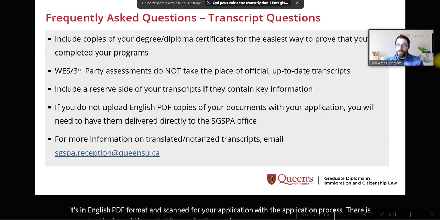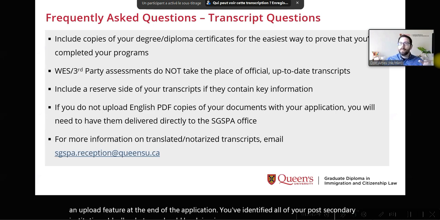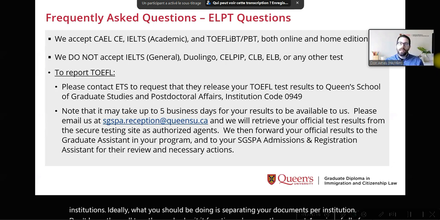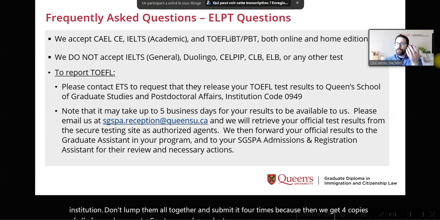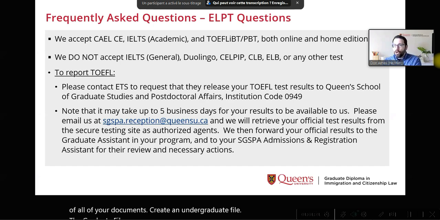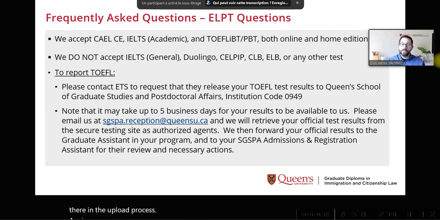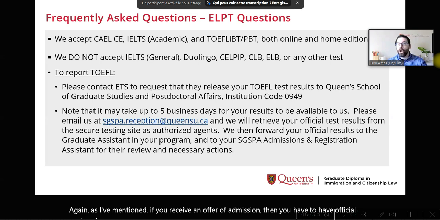You've identified all of your post-secondary institutions. Ideally, what you should be doing is separating your documents per institution. Don't lump them all together and submit it 4 times, because then we get 4 copies of all of your documents. Create an undergraduate file, a graduate file, a diploma or college file, or an other file. Whatever you've listed, include those there in the upload process. Again, as I've mentioned, if you receive an offer of admission, then you have to have official copies of your transcripts sent on your behalf by your school.